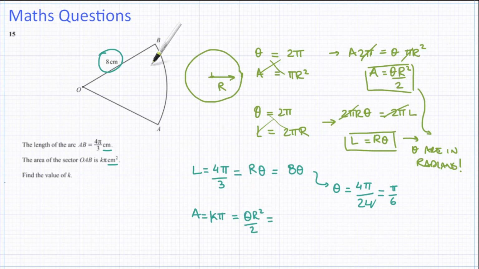The radius is 8, so radius 8 squared. Theta is pi over 6, and we had a 2 in our equation. So this is 64 divided by 12 pi. And we can simplify this a few times. 32 and 6, 16 and 3. So k is 16 over 3.